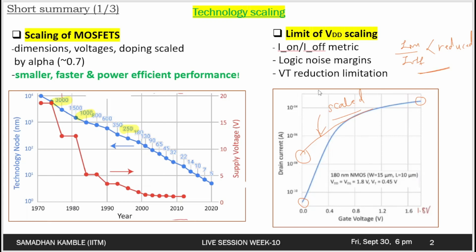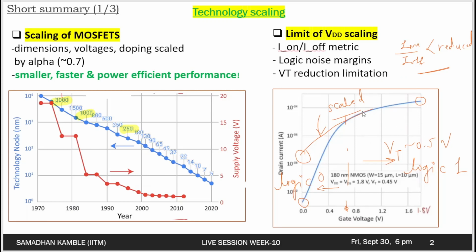Also, there is a thing called noise margins. If we consider the threshold voltage Vt to be around 0.5 volt, then whatever is on this side is logic on, that is logic 1, and whatever is on the left hand side is logic 0, that is the off state. This particular margin is important. So if we reduce VDD below this, then the noise margins will be reduced, and that is also not a desirable property for a MOSFET.